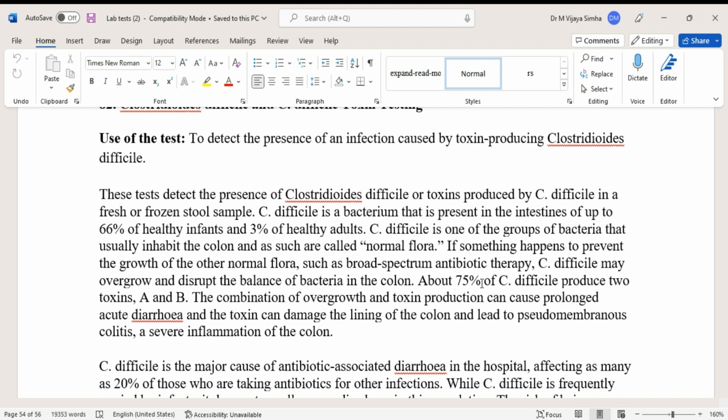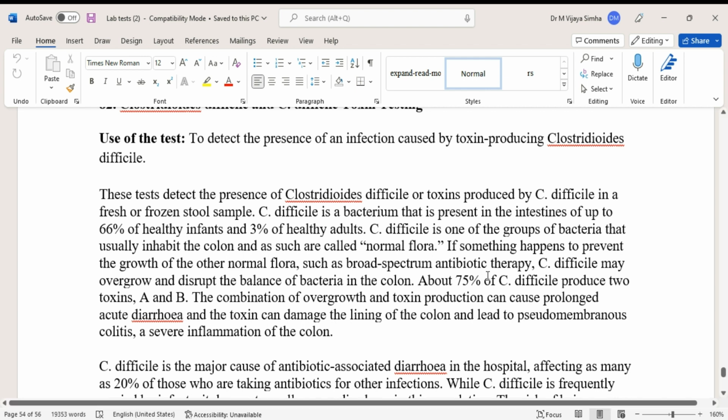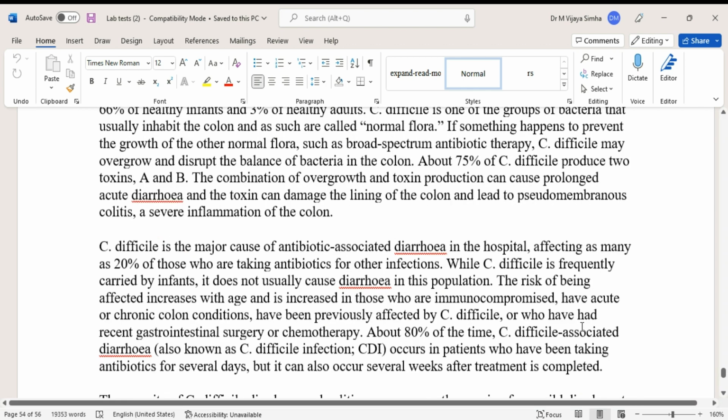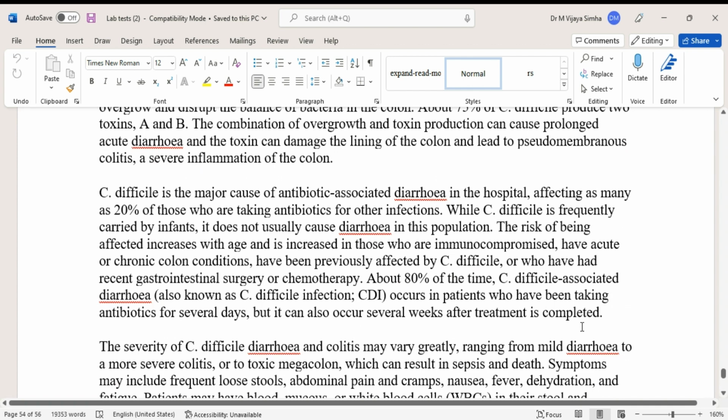About 75% of C. difficile produce two toxins, A and B. The combination of overgrowth and toxin production can cause prolonged acute diarrhea, and the toxin can damage the lining of the colon and lead to pseudomembranous colitis, a severe inflammation of the colon. C. difficile is a major cause of antibiotic associated diarrhea in the hospital, affecting as many as 20% of those who are taking antibiotics for other infections.